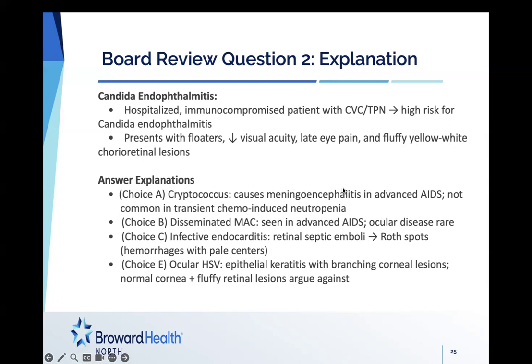Cryptococcus is incorrect because it causes meningoencephalitis in advanced AIDS. It's not really seen in chemo-induced neutropenia. Disseminated MAC is also seen in AIDS, and it's very rare to have the ocular disease. Infective endocarditis is going to give you retinal septic emboli, which lead to Roth spots, which are hemorrhages rather than the fluffy white chorioretinal lesions. And then ocular HSV is going to have epithelial keratitis with branching corneal lesions. Again, not the fluffy white lesions that we see in fungal infections.